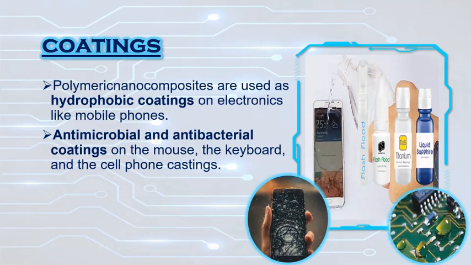Coating. Nanotechnology has also found its use in coatings. Polymeric nanocomposites are used as hydrophobic coatings on electronics like mobile phones. What these coatings basically do is increase the contact angle between the water liquid and the surface of, for example, mobile phones. Due to this increase in contact angle, the water forms a droplet and sheds off from the surface. Moreover, nanomaterials are also used as antimicrobial and antibacterial coatings on the mouse, keyboards, cell phones, casings, etc.